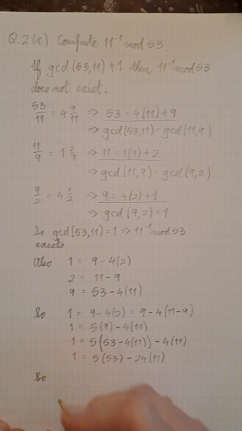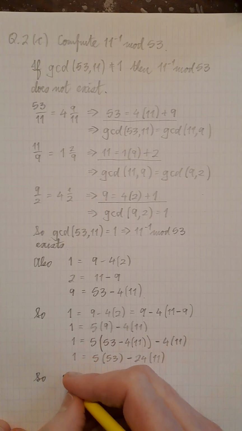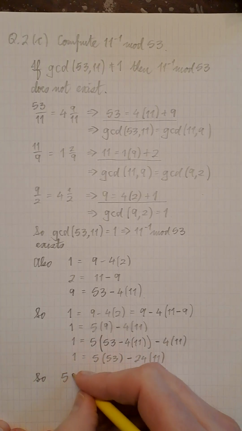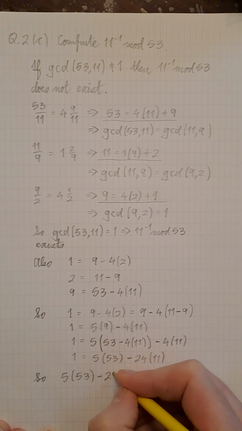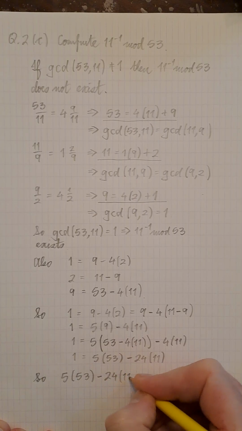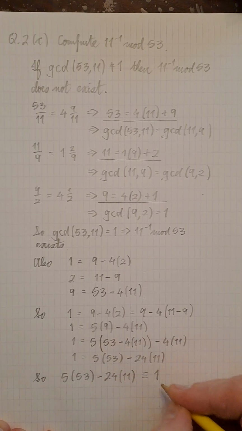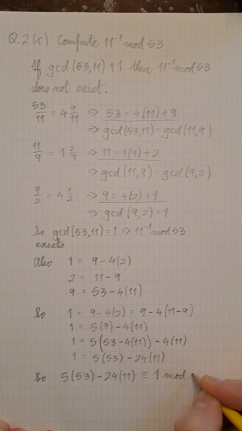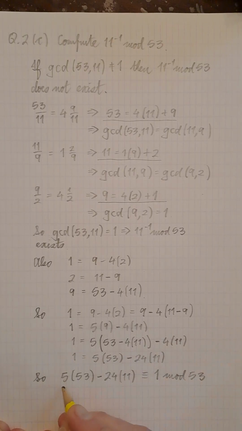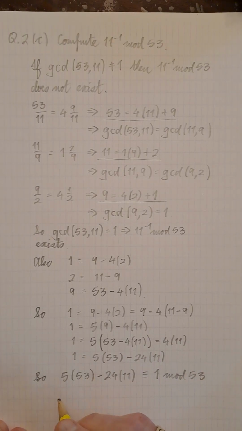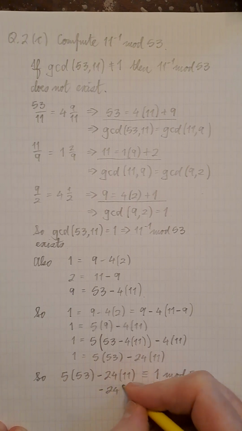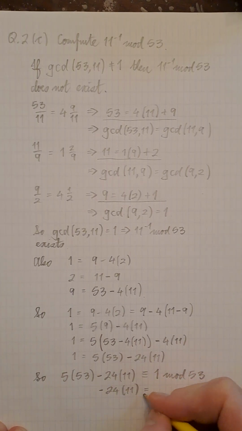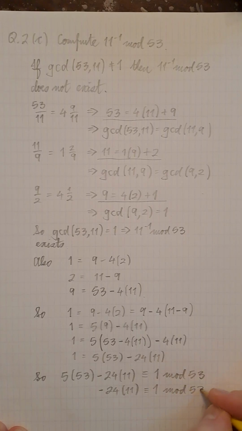So all this means that 5 times 53 minus 24 times 11 is congruent to 1 mod 53. Of course, 5 times 53 is congruent to 0. So minus 24 times 11 is congruent to 1 mod 53.